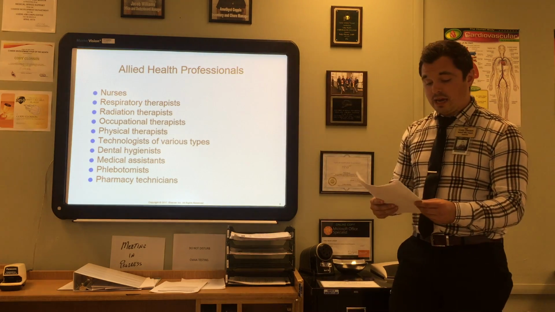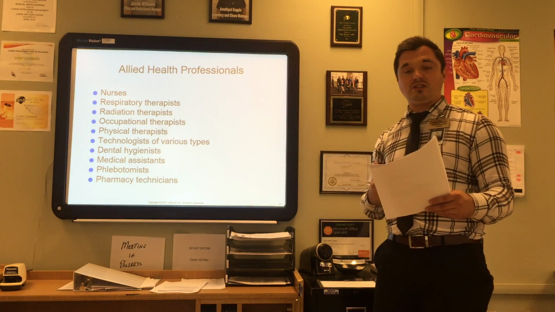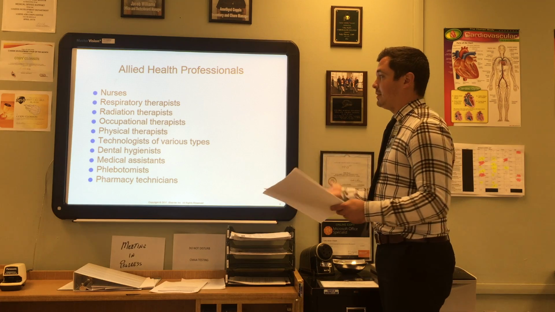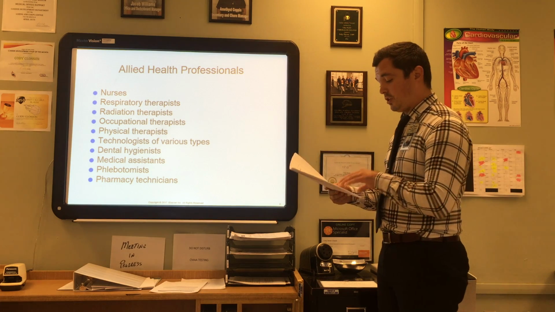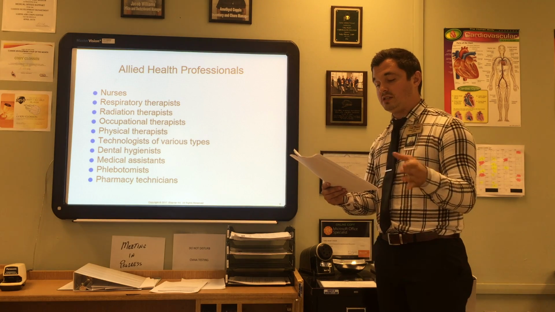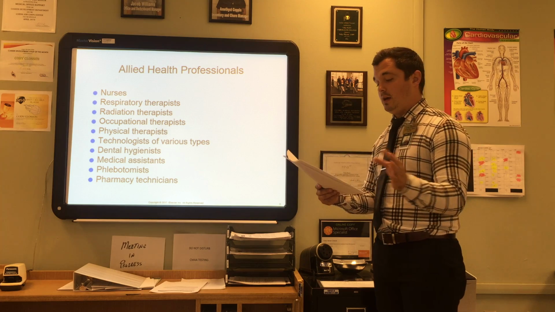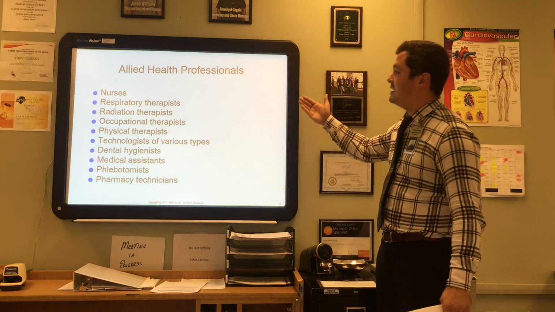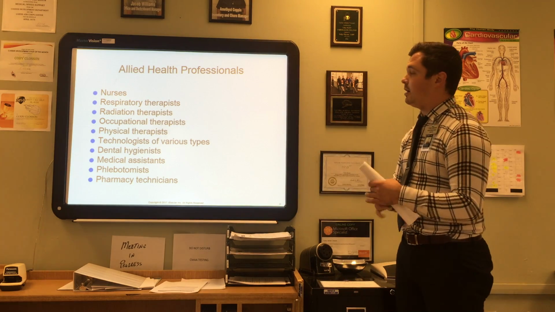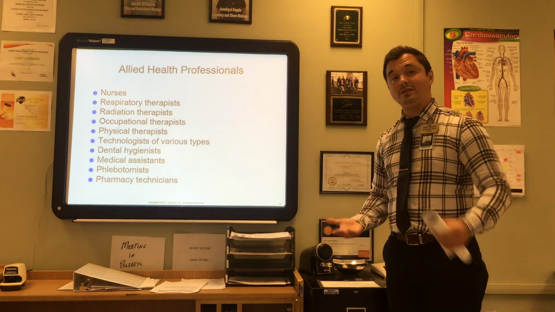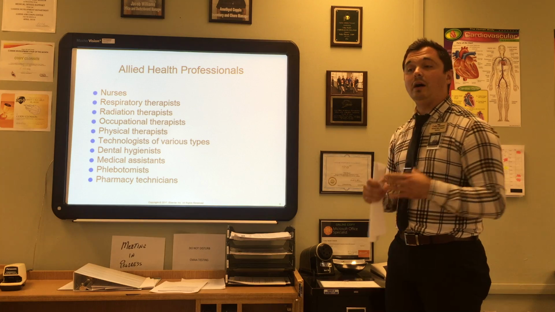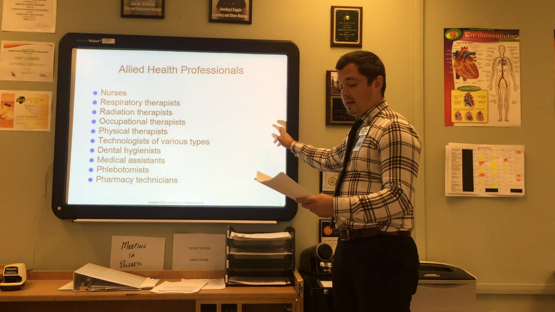So here are many different types of allied health professionals. These allied health professionals fall into 2 broad categories: technicians or assistants, and then nurses or therapists. Okay? So if you look at table 2.2 in your book, you can see all the health occupations recognized by the AMA. Okay? So here are just some. Here you have nurses, respiratory therapists, radiation therapists, occupational therapists, physical therapists, technologists of various types. Technologist is another name for assistants. You have dental hygienists, medical assistants, which is what we are going for, phlebotomists, pharmacy techs. So there's a bunch of them, guys.